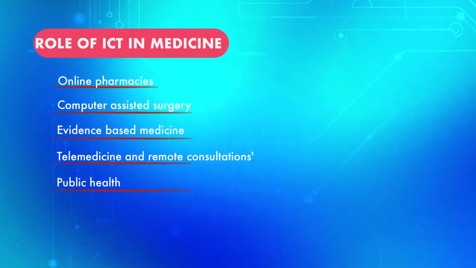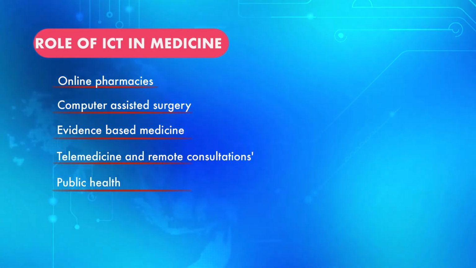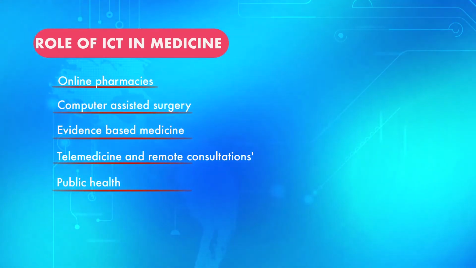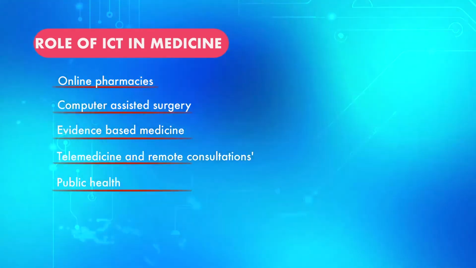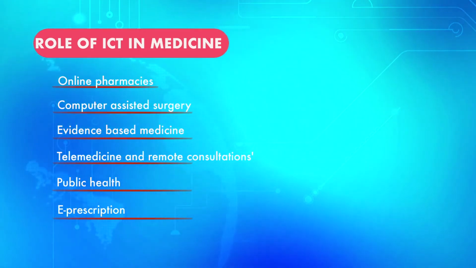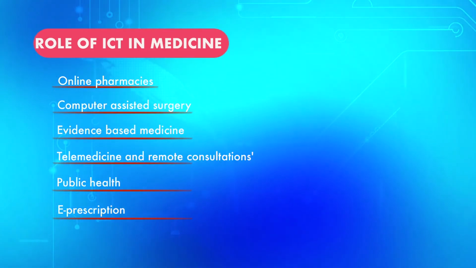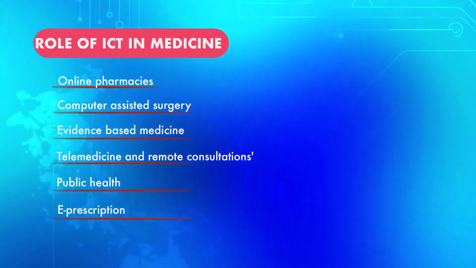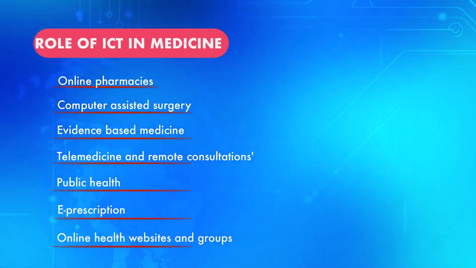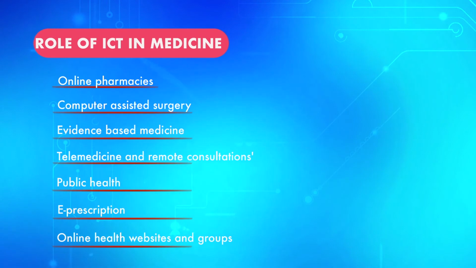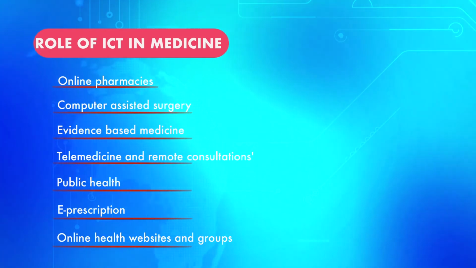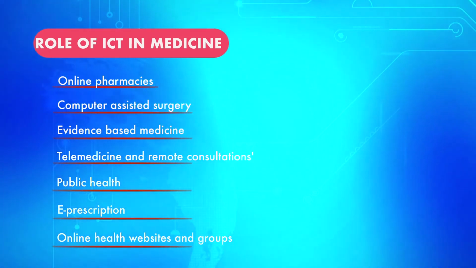Then public health. Public health is about how to stop diseases, what to do, what not to do, and what the good things for us are. All this comes under public health. Then there are e-prescriptions available to us. Some things may sound repetitive, but there are small differences among them, and when you study the unit, you will come to know about these things. Then online health websites and groups are nowadays available, and some links are provided there. But you can search for more links and the latest available material, because things keep changing.